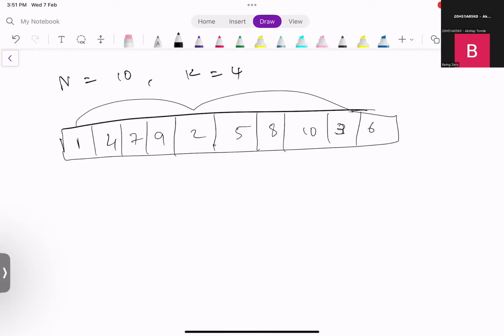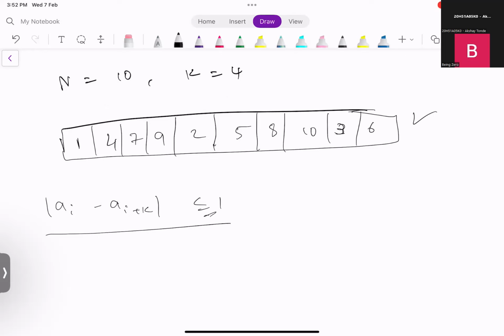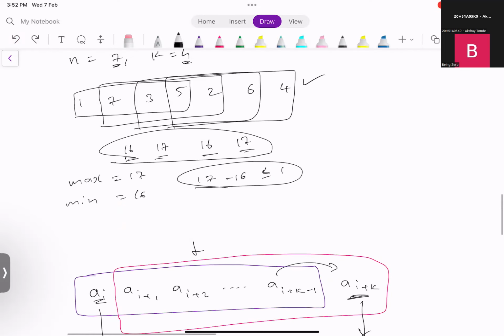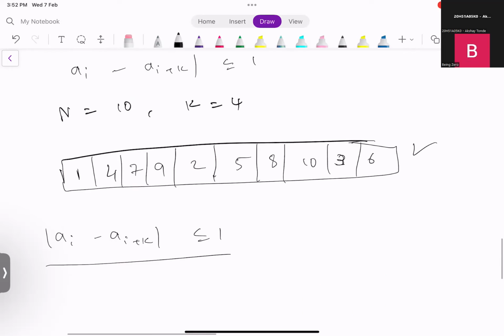Now, this is satisfying the condition where every a of i minus a of i plus k, the absolute difference between them, is less than or equal to 1. Now, this array is satisfying that condition. But was this really what was required in the question, right? In the question, it was required that every subarray sum, if you pick up any two of them, the absolute difference should be less than or equal to one, right? Or in other words, the difference between max and min should also be less than or equal to one, right?